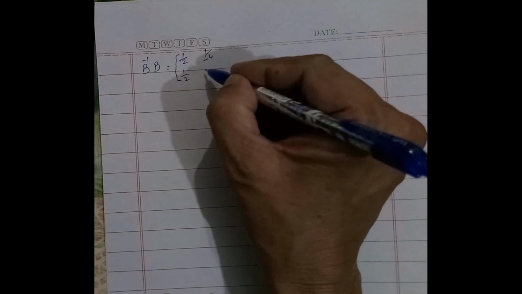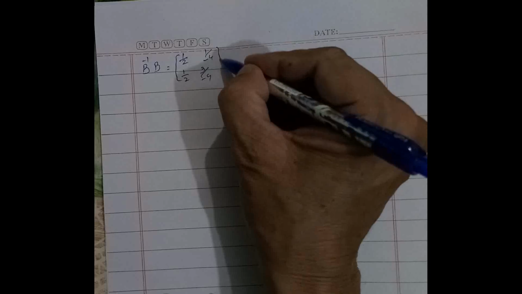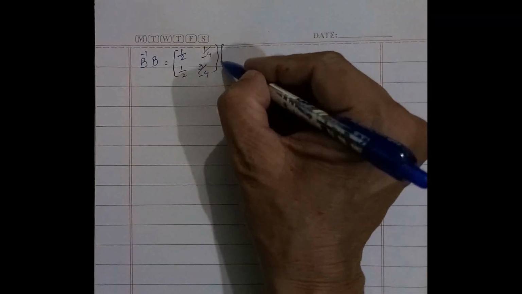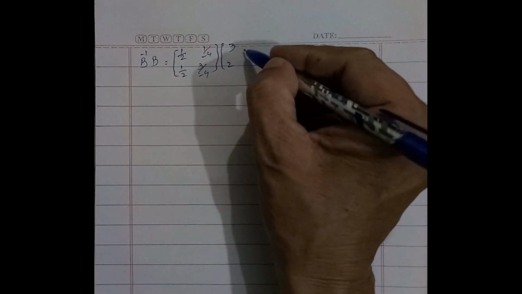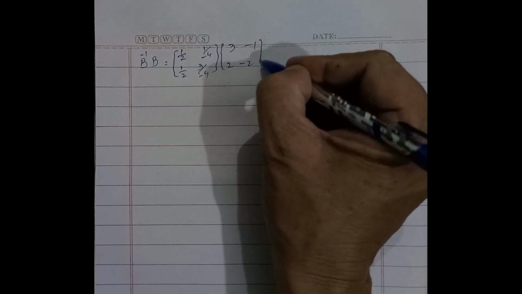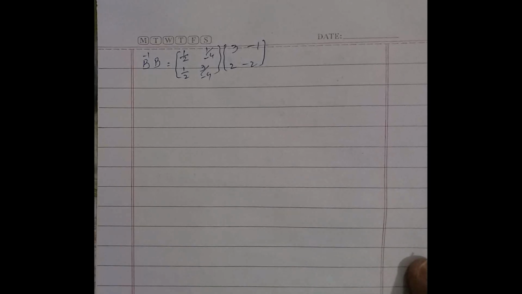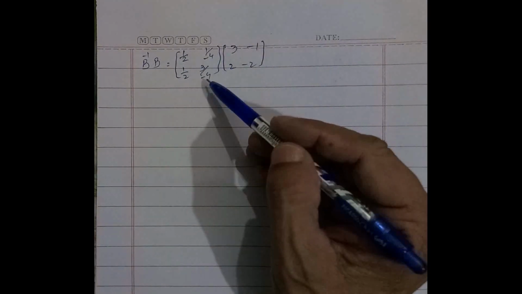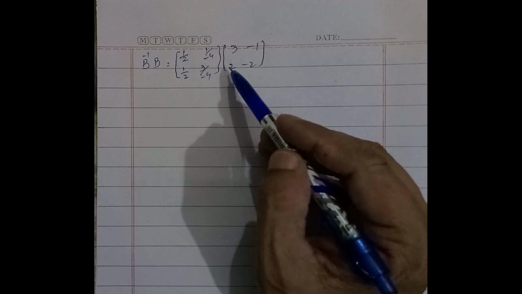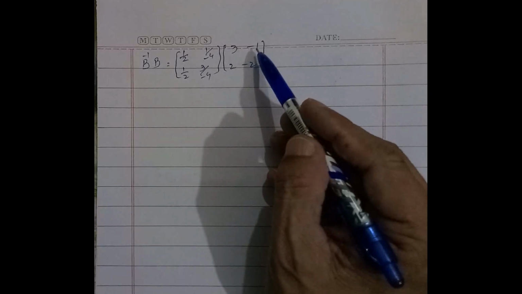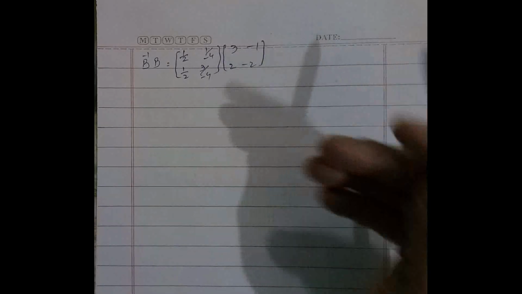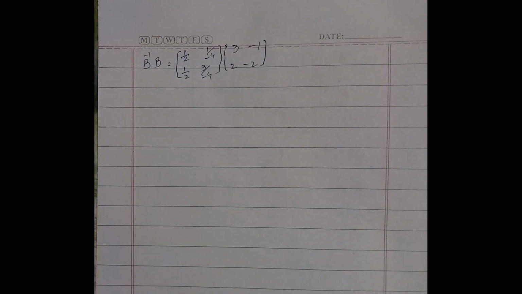1 over minus 4 and 3 over minus 4. It is B inverse. And matrix B is 3, 2, minus 1, minus 2. We multiply these two matrices, and before multiplication, we check the rule. The column of the first matrix, which is 2, and the row of the second matrix, which is also 2. So both the column and row are 2. So they are conformable for multiplication.